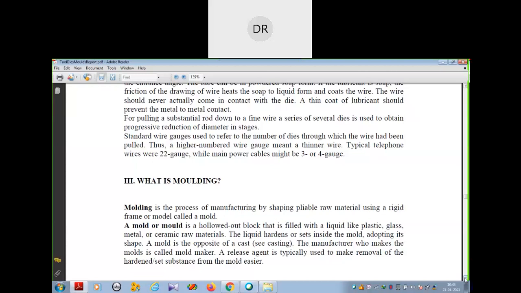And one type of release agent is specially used for removal of the hardened set from the mold.